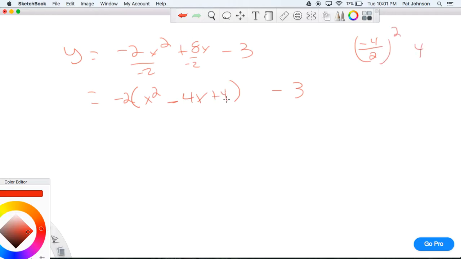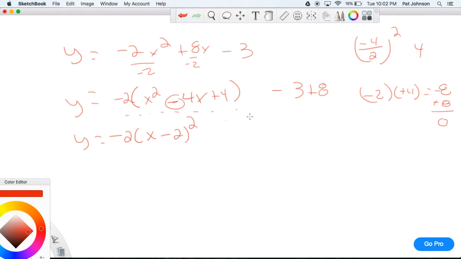So we're adding 4. Whoopsie, hold on a second. Let's think about this. If I distribute this -2 back to this, I get -2 times +4, which results in -8. So I've really subtracted 8 from this whole piece right here. So what's the opposite of -8? Because I need to make it 0 so I don't change the equation. I need a +8. So now I can factor this: -2 times x minus 2 squared, minus 3 plus 8 is +5. Now it's in vertex form.